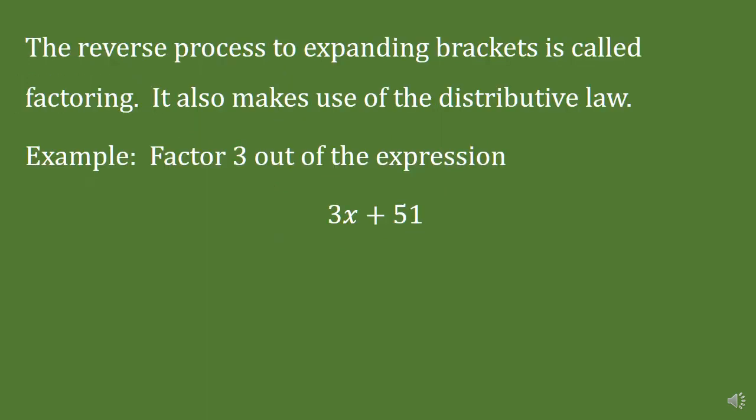So this is known as factoring. If you start out with something like 3x plus 51 and you want to factor out 3, then that means it's going to look like 3 times something. So the question is, what do you have to put in here so that when you expand it, you get that? The answer is to take each of the things and divide it by 3. So 3x divided by 3 is x. 3 times something divided by that same thing is undoing the multiplying by 3.